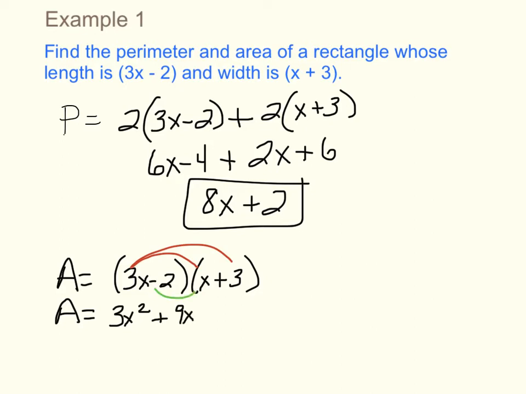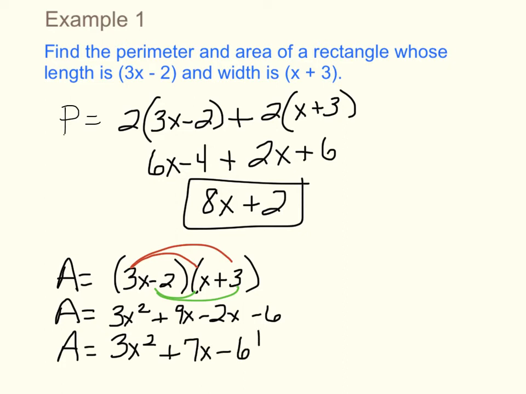And then we distribute the negative 2. So that's going to give us negative 2x minus 6. We combine like terms, so my answer would be 3x squared plus 7x minus 6. And that would be the area and the perimeter of that rectangle.